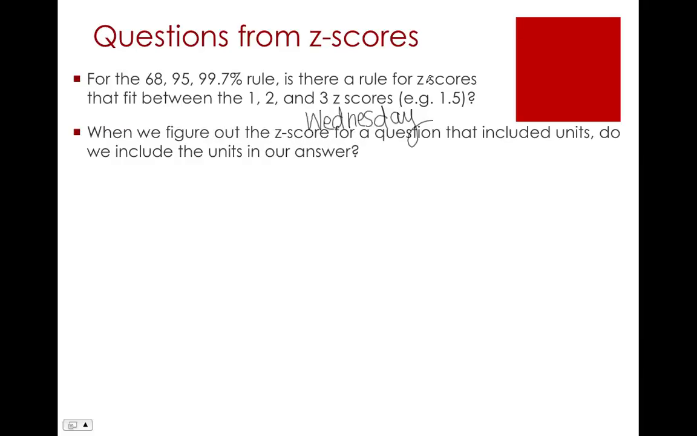When we figure out the z-score for a question that includes units, do we include units in our answer? Great question. Answer is no. Z-scores are unitless. Z-scores do not have units. They are a standardized measure. Your z-score of your height in centimeters and your z-score of your height in inches are going to be the same because the mean is going to be converted from centimeters to inches, the standard deviation is going to be converted from centimeters to inches, and the units end up canceling out.